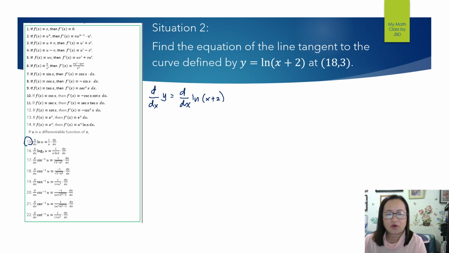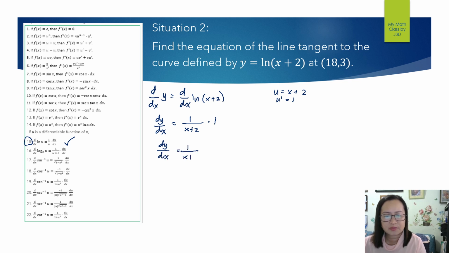Now getting the derivative of y with respect to x, we will have dy over dx. And then at the right side, we shall use rule number 15. So our u is equal to x plus 2. Then our u prime would be equal to 1. So we will have 1 over x plus 2 times 1. So we will have dy dx equal to 1 over x plus 2.